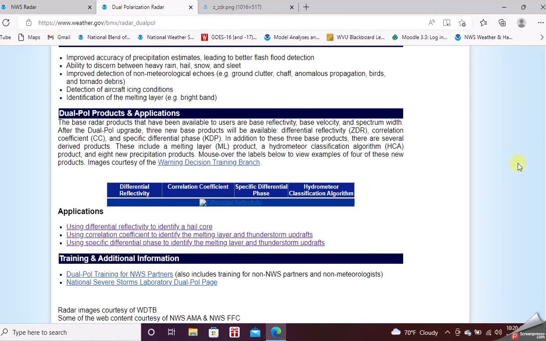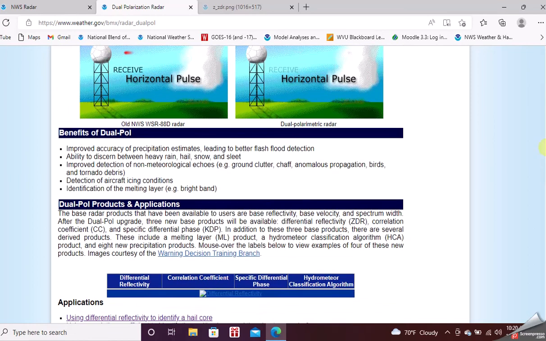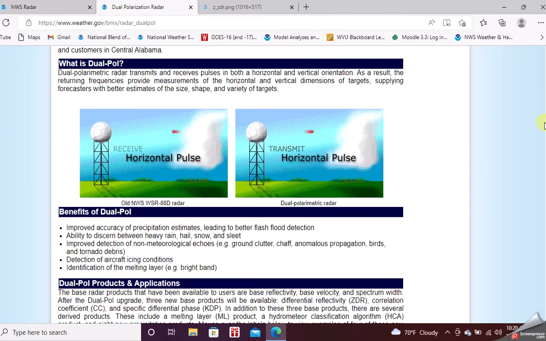So let's take a look at what dual pole is. I wanted to really make sure you understand this because it's a question in critical thinking on dual pole radar. So normal radar, not dual pole, transmits a horizontal pulse out. However, dual pole transmits a horizontal and vertical pulse. So it gives me a shape of what it's hitting. It means I can distinguish maybe between birds, maybe between debris, or between sizes of raindrops.